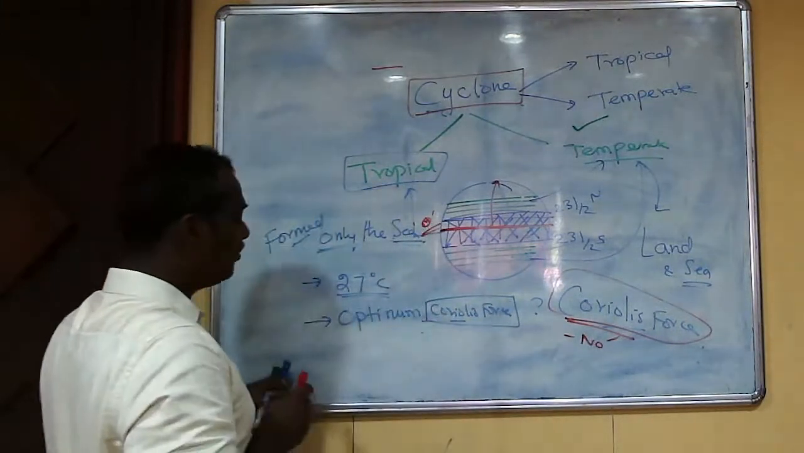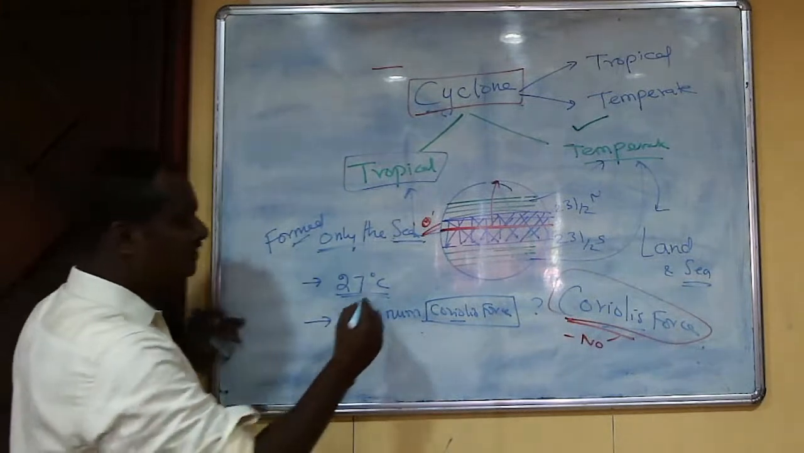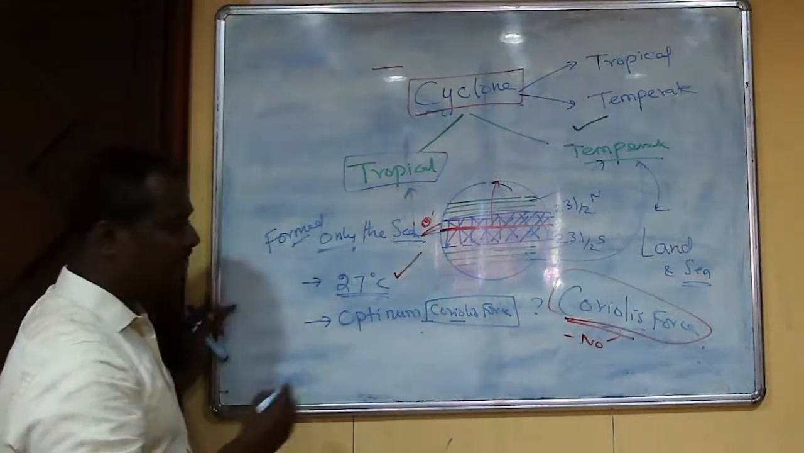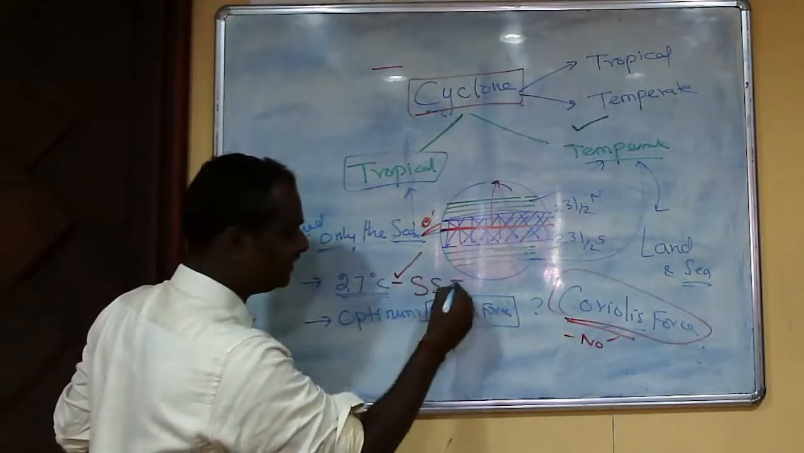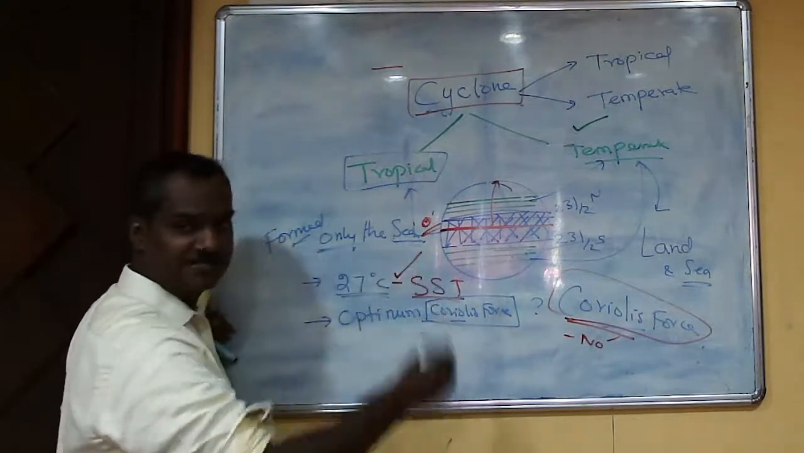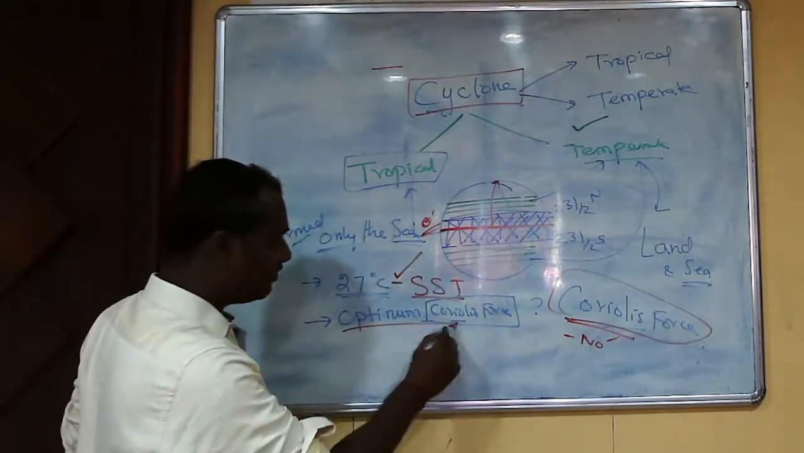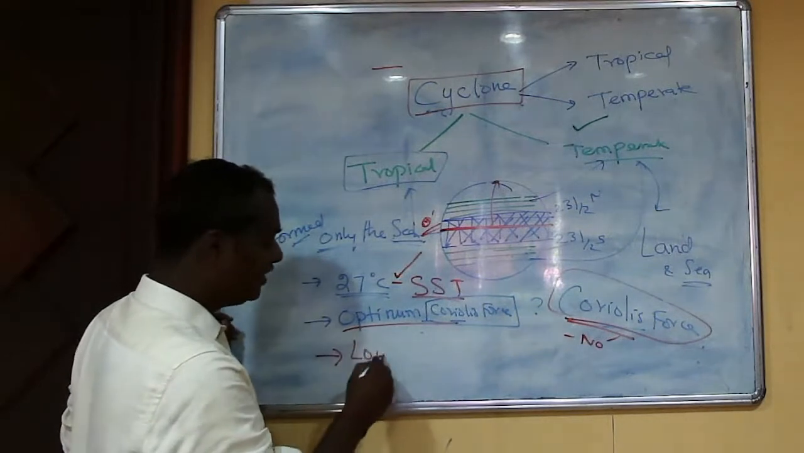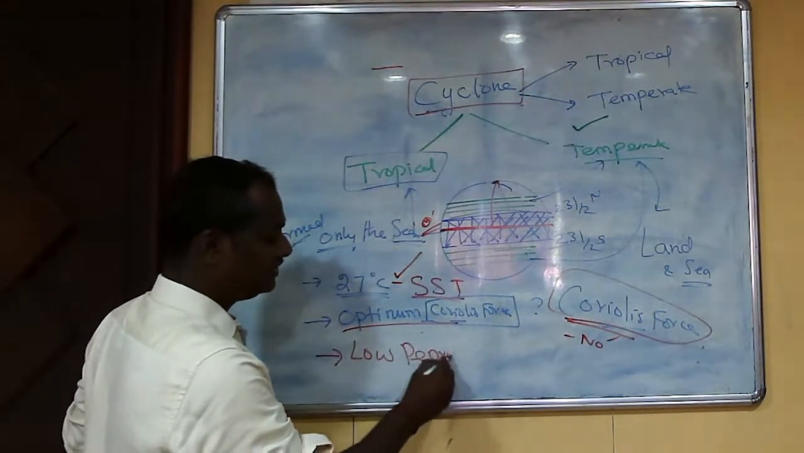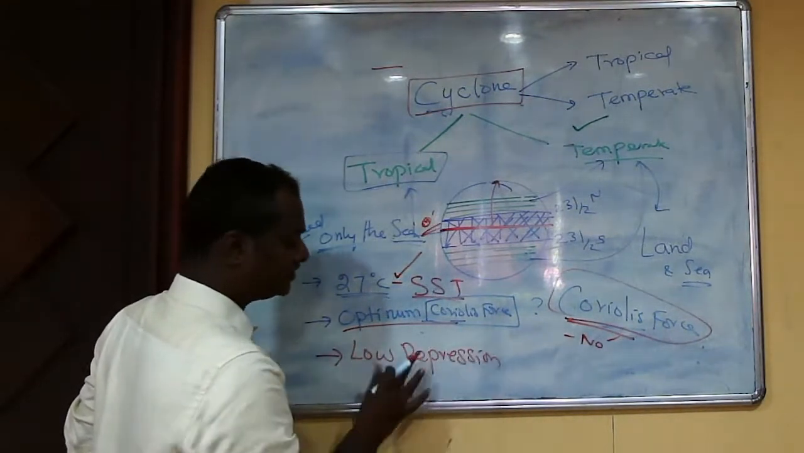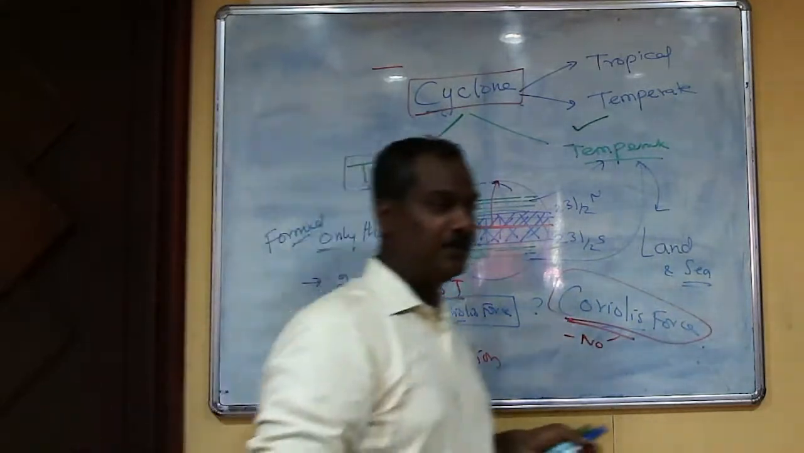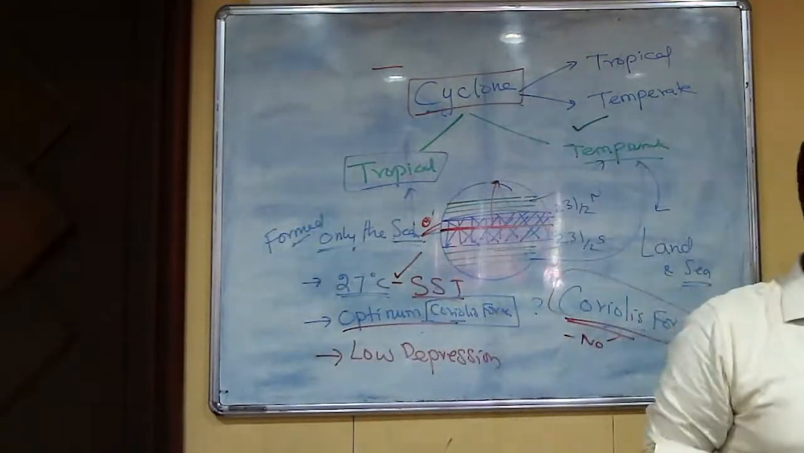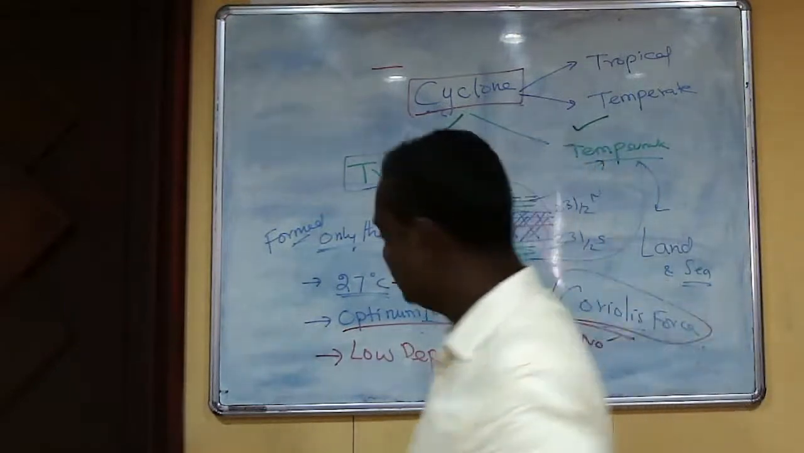So what are the conditions needed for a tropical cyclone? 27 degrees Celsius, which is the sea surface temperature. SST means sea surface temperature, optimum Coriolis force and a low depression. So these are the conditions for formation of a cyclone. A tropical cyclone is formed in the ocean.